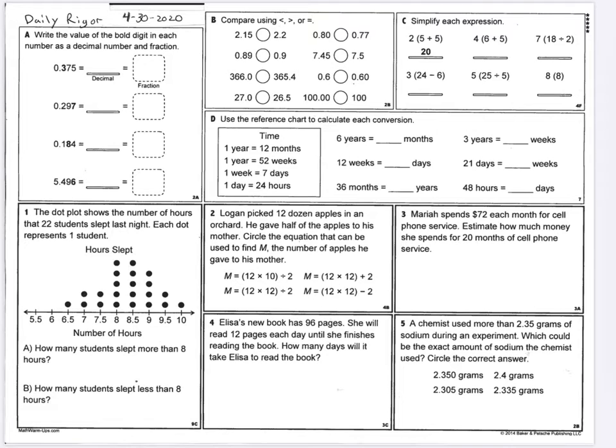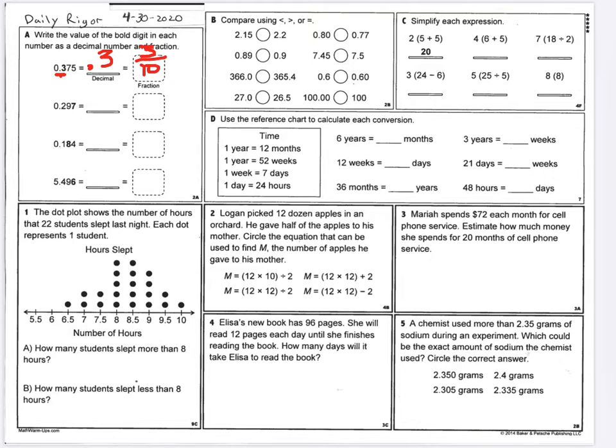A says write the value of the bold digit in each number as a decimal and a fraction. So the bold digit for this first one, 0.375, is the 3. So as a decimal, I would write 0.3, and as a fraction, I would write 3/10. So you're writing it both ways, as a decimal and a fraction. Okay?